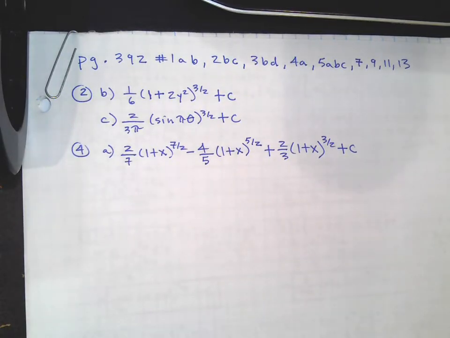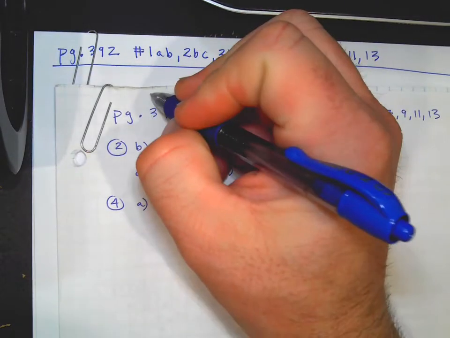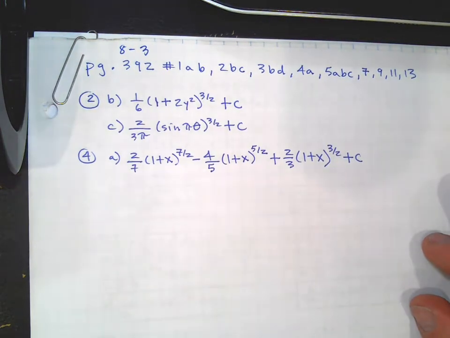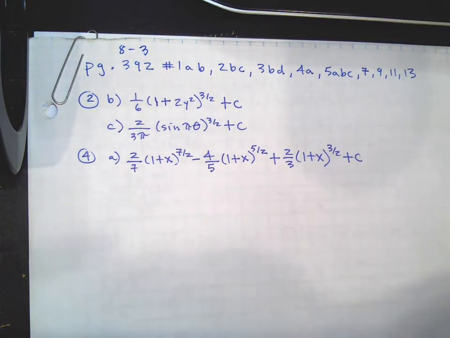AP Calculus AB. This is office hours for Unit 8, Day 3. These are the even problems. The rest are odds, so you should check those in the back of the book. But here are the few even problems. Pause the video if you need to and check your answers.